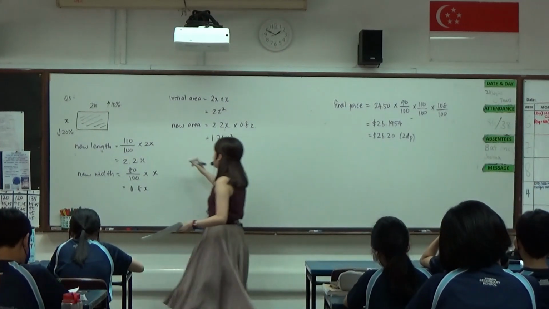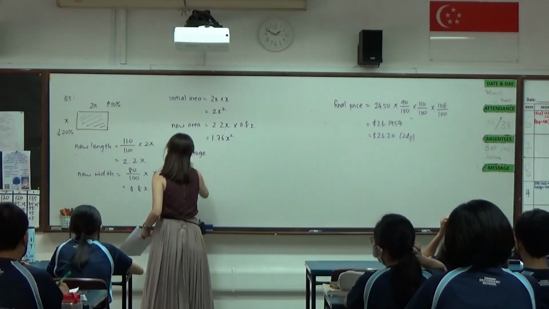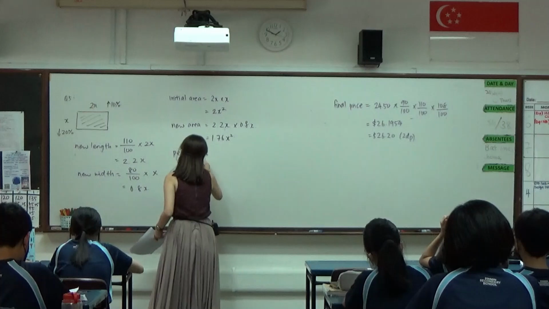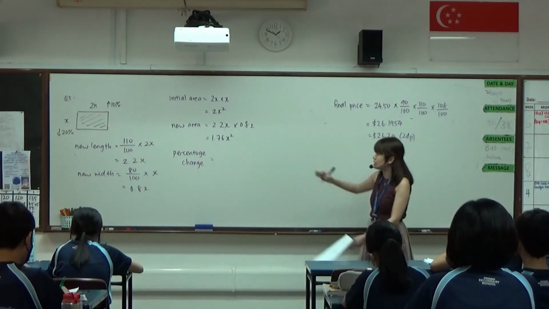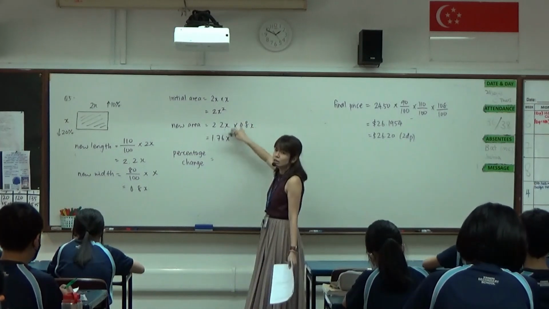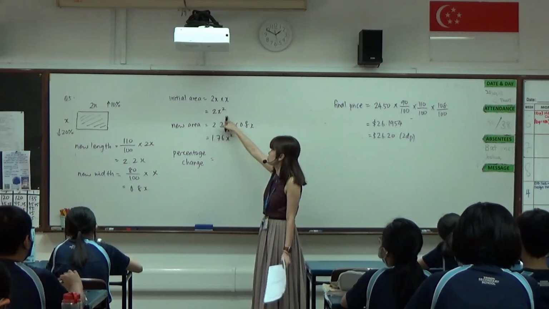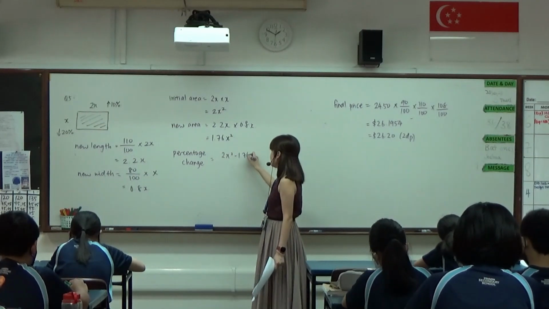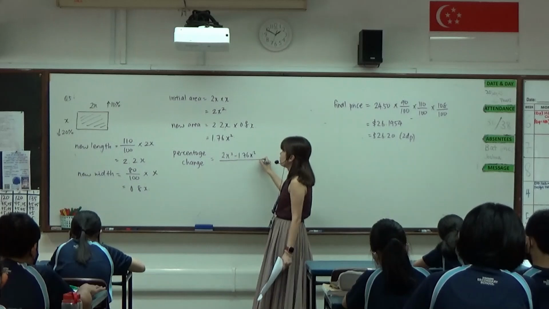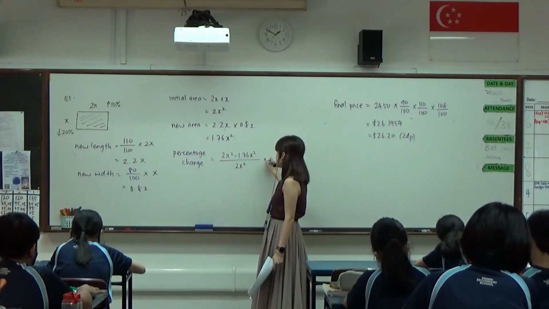So percentage change. In this case, for your percentage change, you'll take the new area and the initial area. Take a look at what we have. We will always get the difference of it. So 2x squared minus 1.76x squared, divided by the original, which is 2x squared, times 100%.